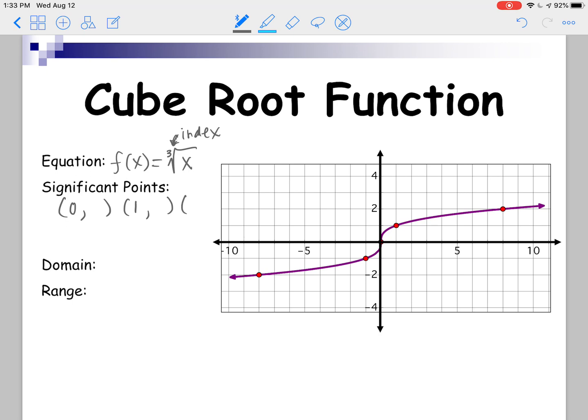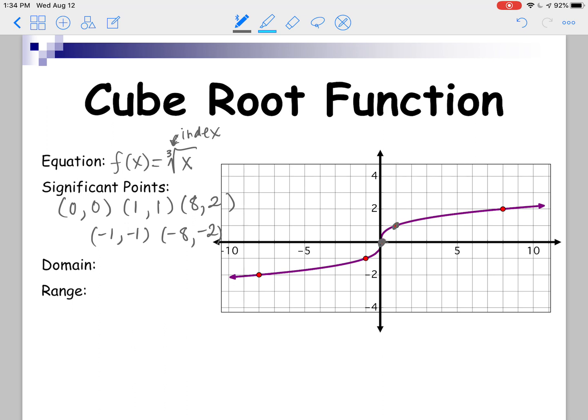And so 1 is a perfect cube. Our next perfect cube would be 8. And then also remember, we can get negative numbers from cubes. And so the cube root of 0 is 0, cube root of 1 is 1, cube root of 8 is 2, cube root of negative 1 is negative 1, cube root of negative 8 is negative 2.